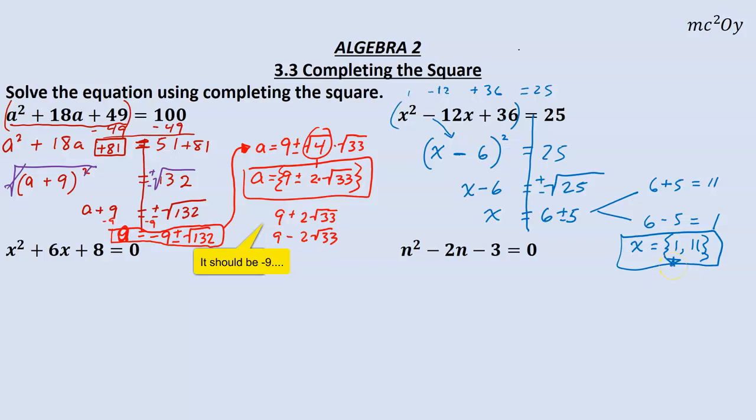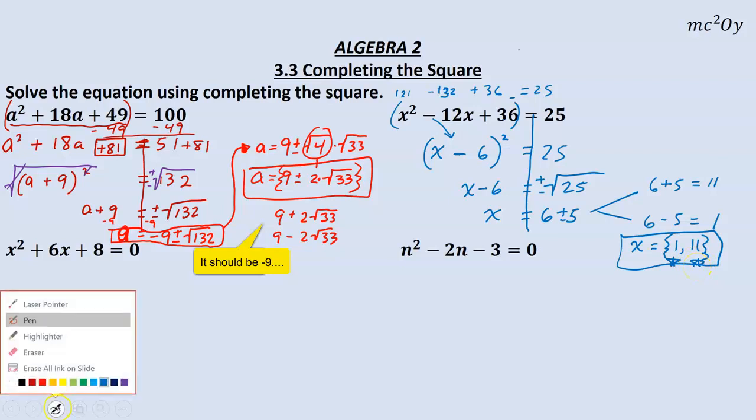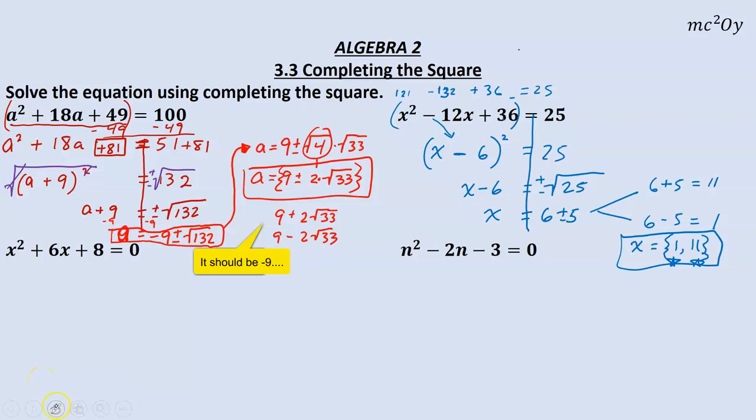Trying 11. 11 squared is 121. Okay. 12 times 11 is 132. And plus 36, well, 121 minus 132 is negative 11. Negative 11 plus 36 is 25. That one worked out. So just check your work. A lot of times you find out if you made a mistake and then fix it before you move on. All right, let's go ahead and try a different color here.